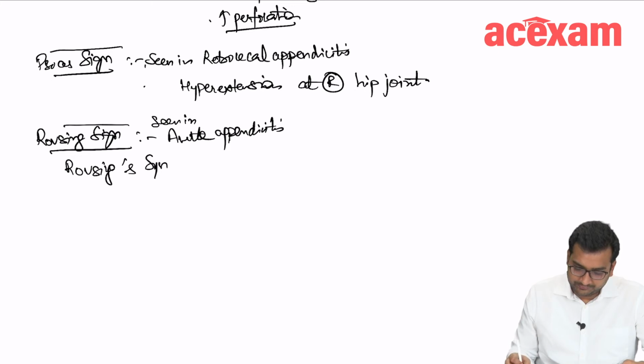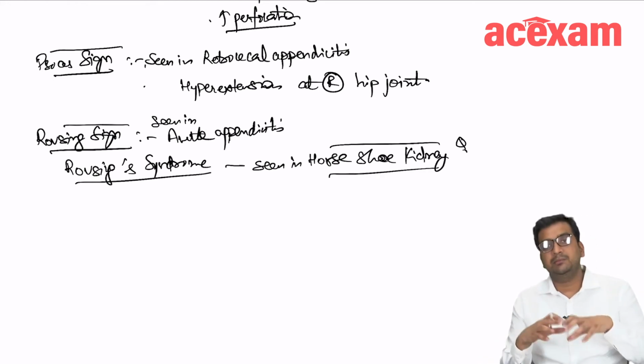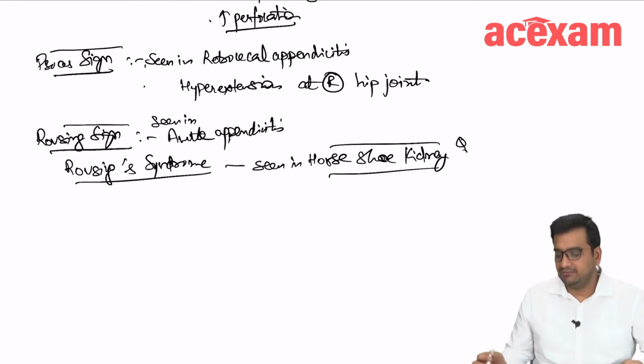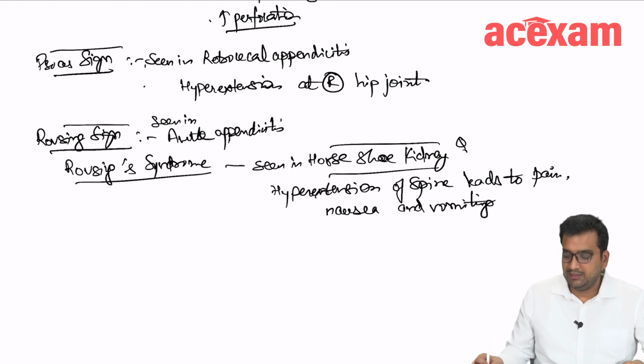Rovsing syndrome is seen in horseshoe kidney, in which hyperextension of the spine leads to pain, nausea and vomiting.